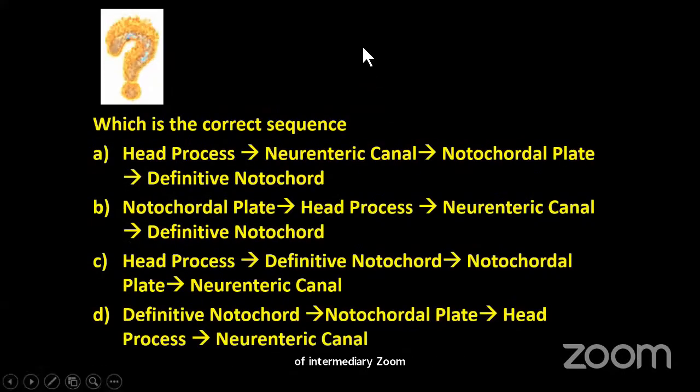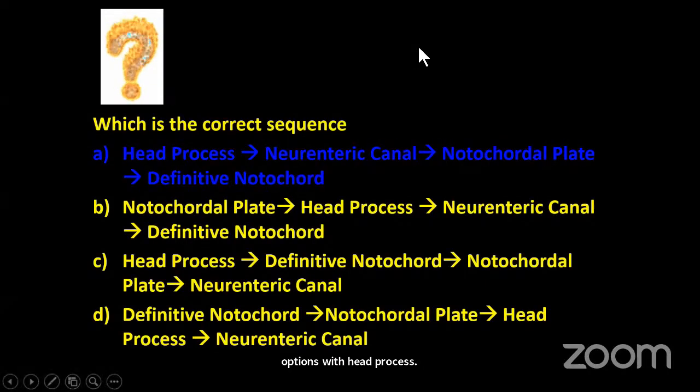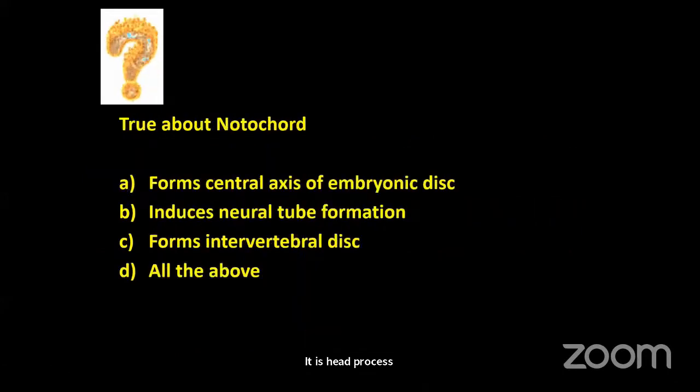Which is the correct sequence? Can someone answer this? Anyway, it starts with head process. So there are two options with head process. It is head process, neuroenteric canal, notochordal plate. Then you have the definitive notochord. So what is true about notochord? It forms central axis, it induces neural tube formation, it forms intervertebral disc. All are correct, isn't it?